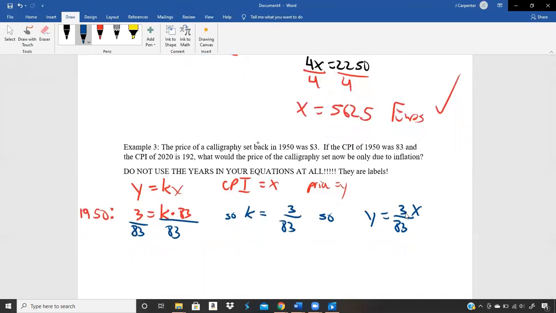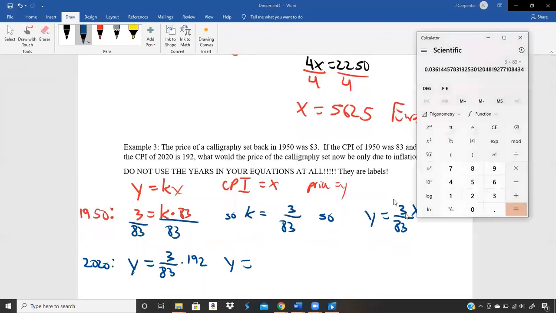Finally, we go to the 2020 scenario, which was a CPI of 192. CPI is x, so plug that in for the x. So we get y equals 3/83 times 192. Well, there's no algebra to do there. We just got to multiply and divide. So we take the 3 divided by the 83 times the 192, and then we'll round this value. We're talking money, so to the nearest cents, $6.94.